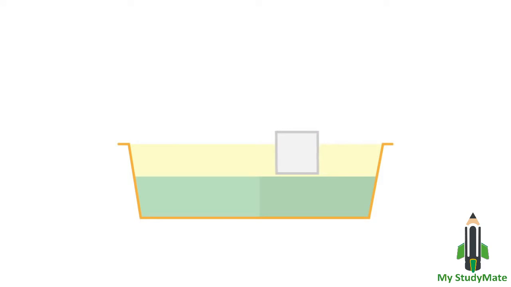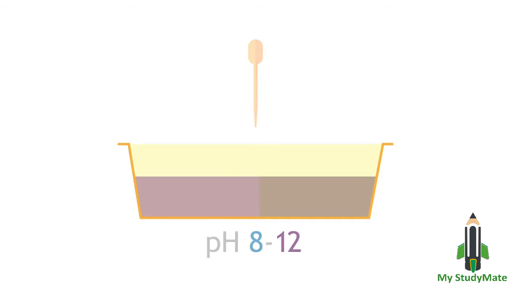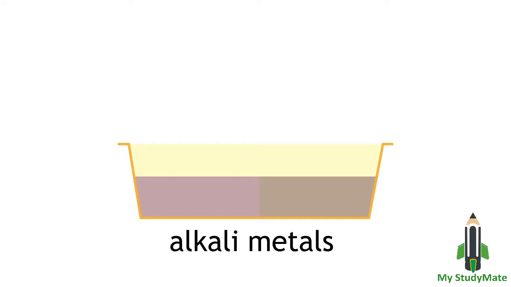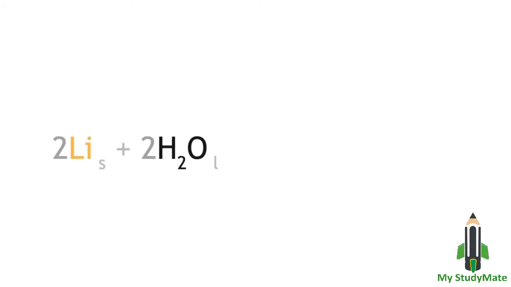The lithium metal floats on top of the water, fizzes and slowly disappears. Add a few drops of universal indicator solution and you will see that it turns blue or purple. This is why they are called alkali metals. They react with water to produce an alkaline solution. Lithium has reacted with water to produce hydrogen gas and lithium hydroxide according to the equation below.